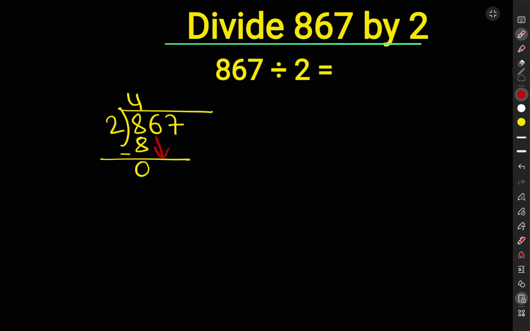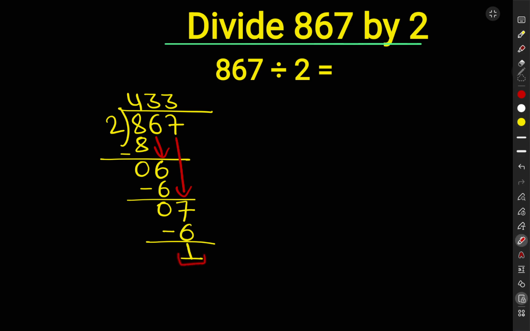So again we put down this 6 and 2 times 3 is 6. On subtracting we get 0. So we put down this 7 and 2 times 3 is 6. On subtracting we get 1.